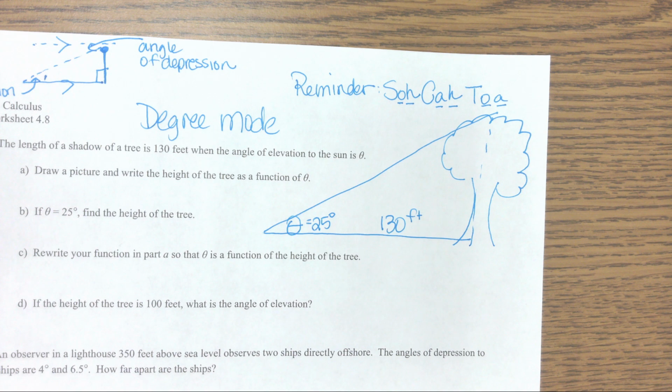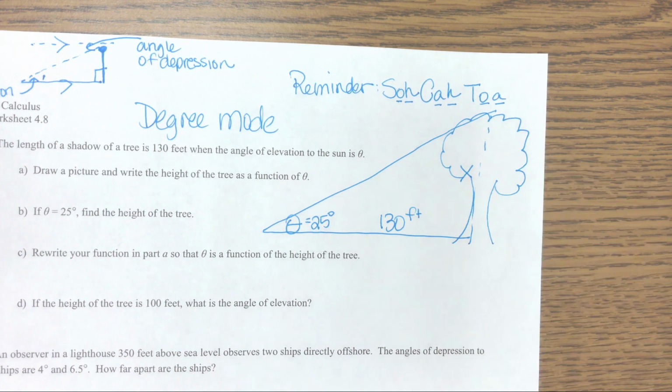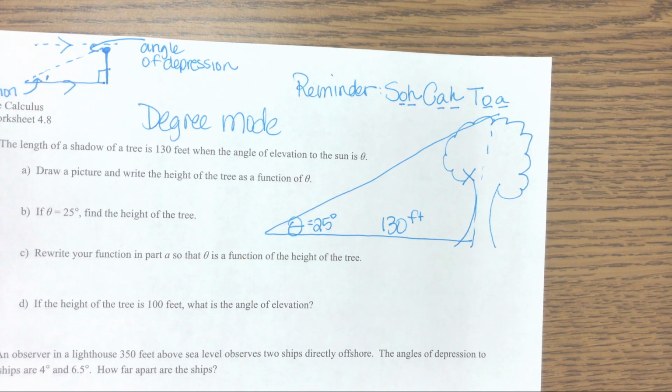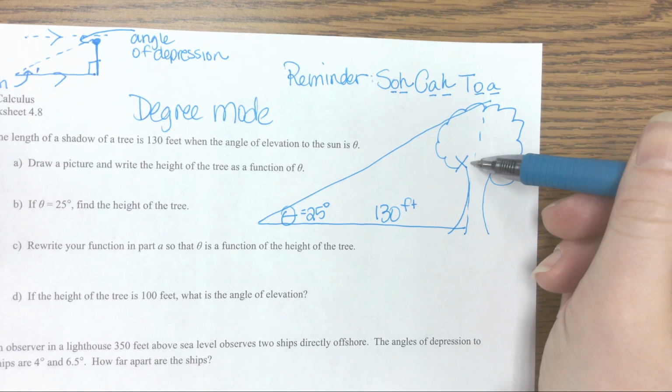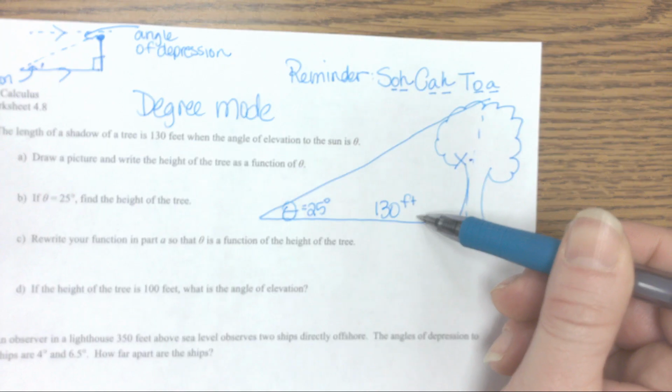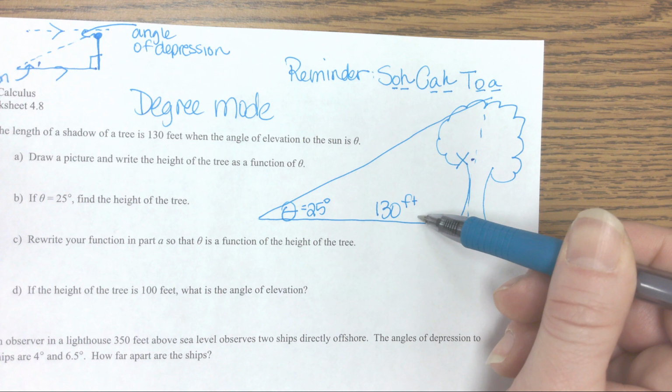Would you put an X where you think the height of the tree would go? What part of the triangle? Did you put an X right here? Okay, so now our job is to figure out what the pieces are. Opposite, adjacent, hypotenuse. So what's the height of the tree? Opposite. Thank you, Nathaniel. It's opposite. What's the shadow in relationship to the angle? Adjacent.